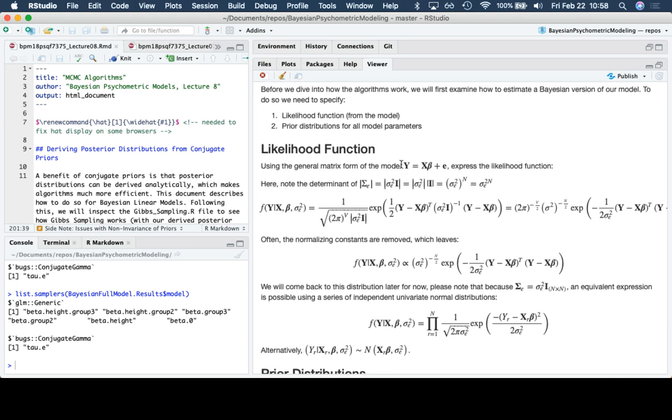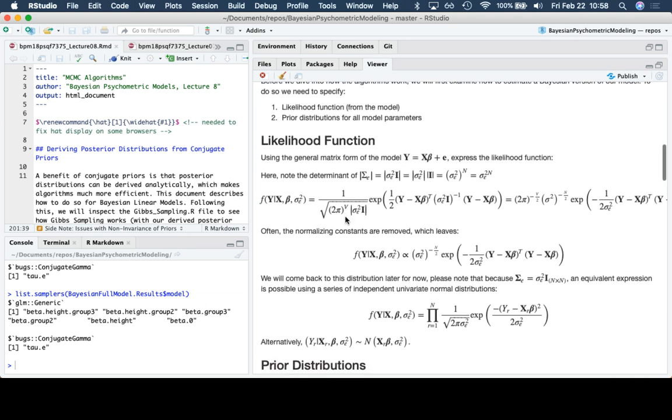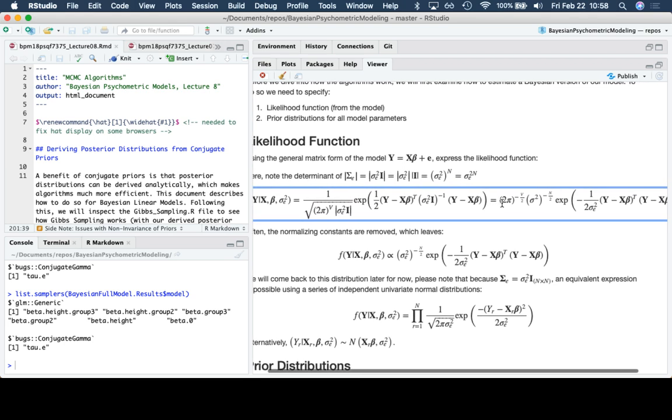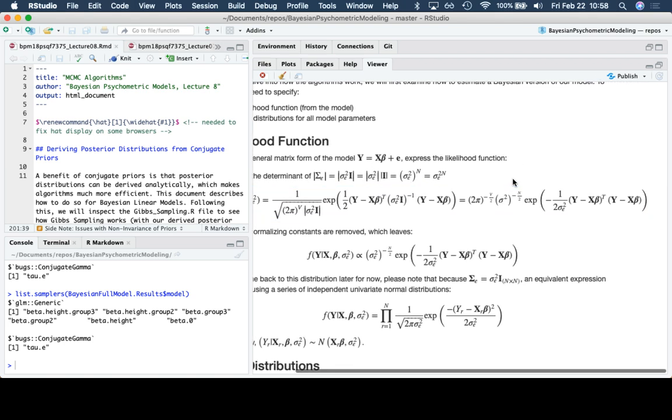So the likelihood function is multivariate normal. So this is the multivariate normal right here. Looks fun, doesn't it? This is where class goes downhill quick. So I rearranged a few terms, right? To make this look a little bit better.